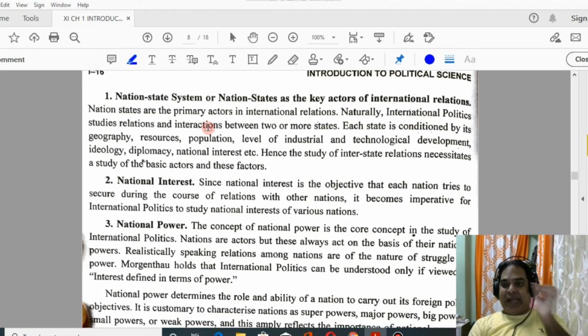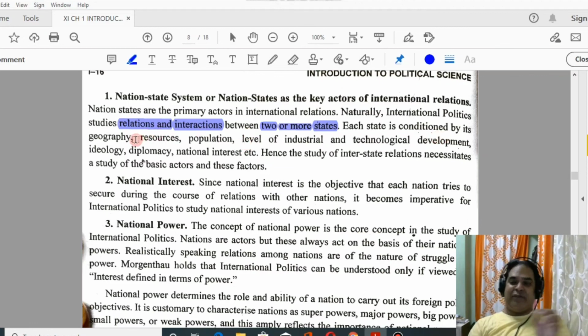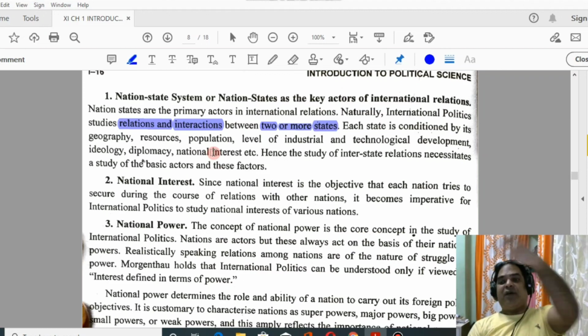Okay, international politics studies international relations and interaction between two or more states. Each state is conditioned by its own geography. So every state has its own geography, its own resources, a different population, different industrialization, different technological development, a different ideology, different diplomacy, and a different national interest.